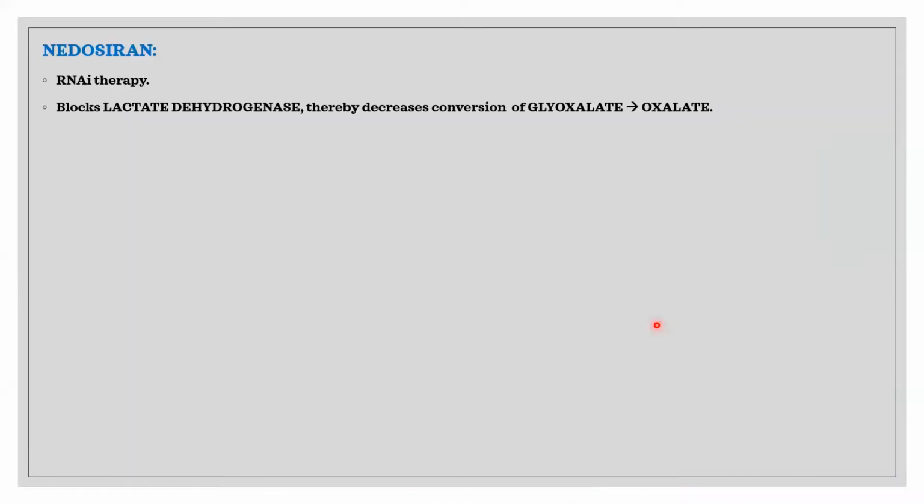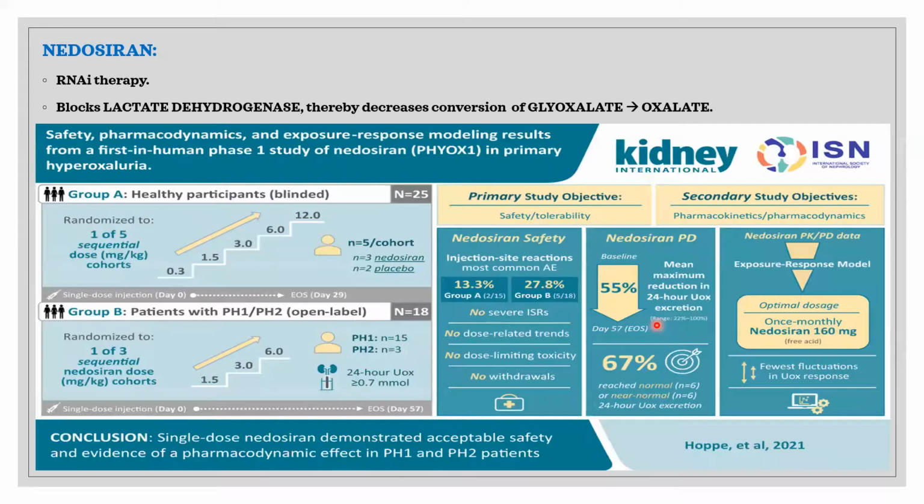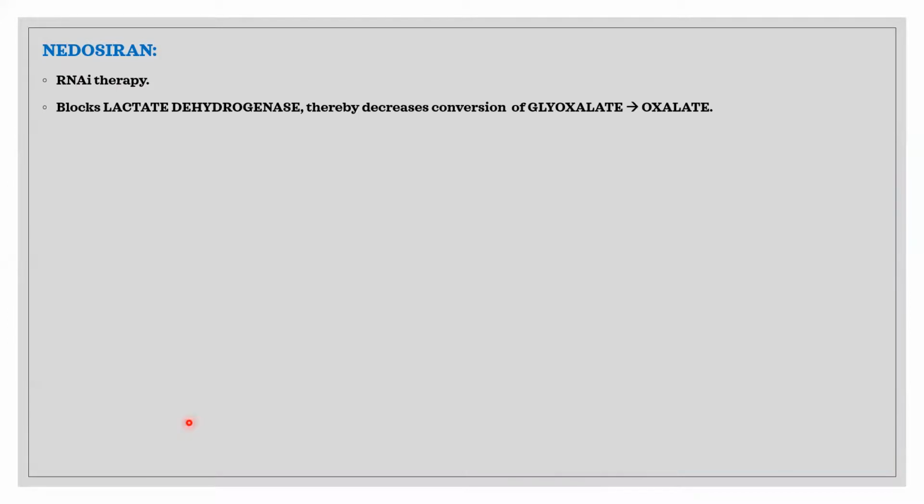Coming to nedosiran, it blocks lactate dehydrogenase, thereby decreasing the conversion of glyoxylate to oxalate. This is also a visual abstract, in ISN, the International Society of Nephrology, where they have concluded that single-dose nedosiran demonstrated acceptable safety and evidence of pharmacodynamic effect in type 1 and type 2 primary hyperoxaluria.